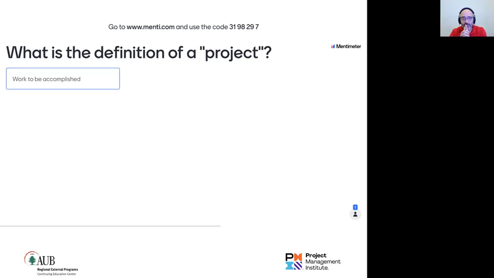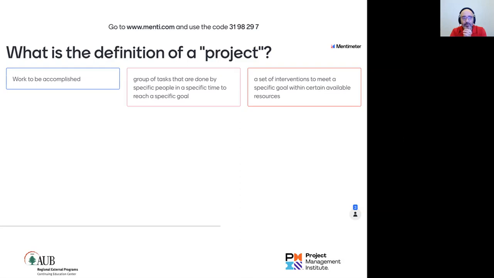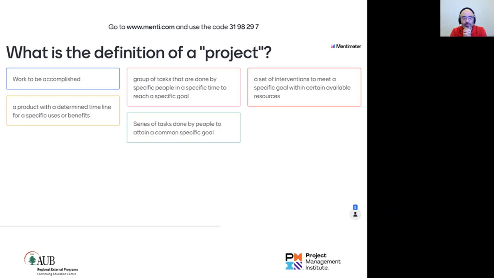From the definitions that you will be writing, we will build the definition as per the PMBoK, and we will see the difference between a project and operational work. Try to be more specific. I want you to think about the difference between a project and operational work. Operational work is also work to be accomplished. So where is the difference between a project and routine operation?